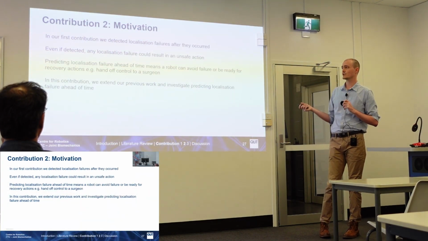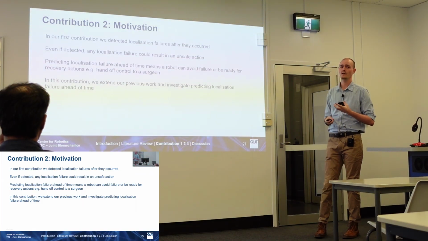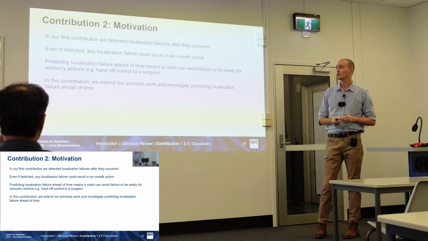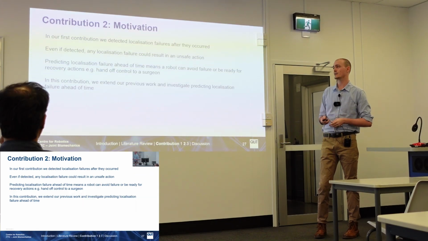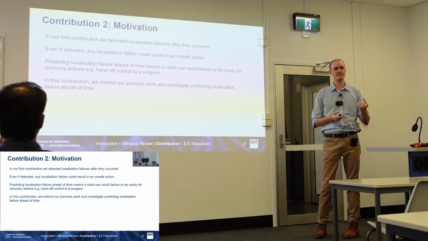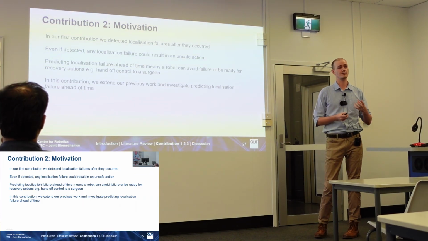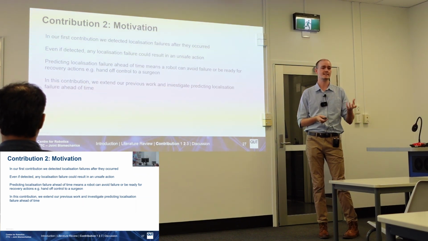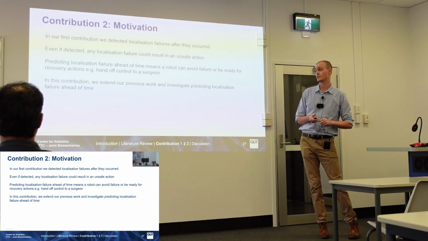In our first contribution, we detected localization failures after they occurred. However, even if they're detected, any localization failure has the potential to result in an unsafe action for a robot. If we can predict localization failures ahead of time, we have the opportunity to change the behavior of a robot so that it never reaches that failure, or at least have the robot ready to undertake some kind of recovery action, for instance, handing off control to a surgeon.